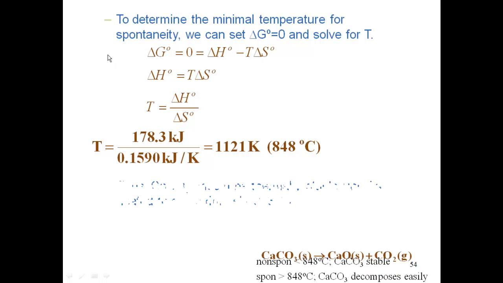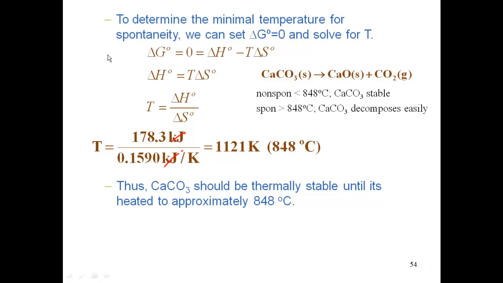So what does that mean? Let's look at this a little carefully. Basically, we're saying that calcium carbonate decomposes into calcium oxide and carbon dioxide. If we're less than 848 degrees C, it's a non-spontaneous reaction. That means that calcium carbonate is extremely stable at room temperature and above, till we get to that point. So calcium carbonate is a very stable compound all the way up till I get to 848 degrees C. Once I reach that temperature, there's enough energy that it's going to start decomposing.